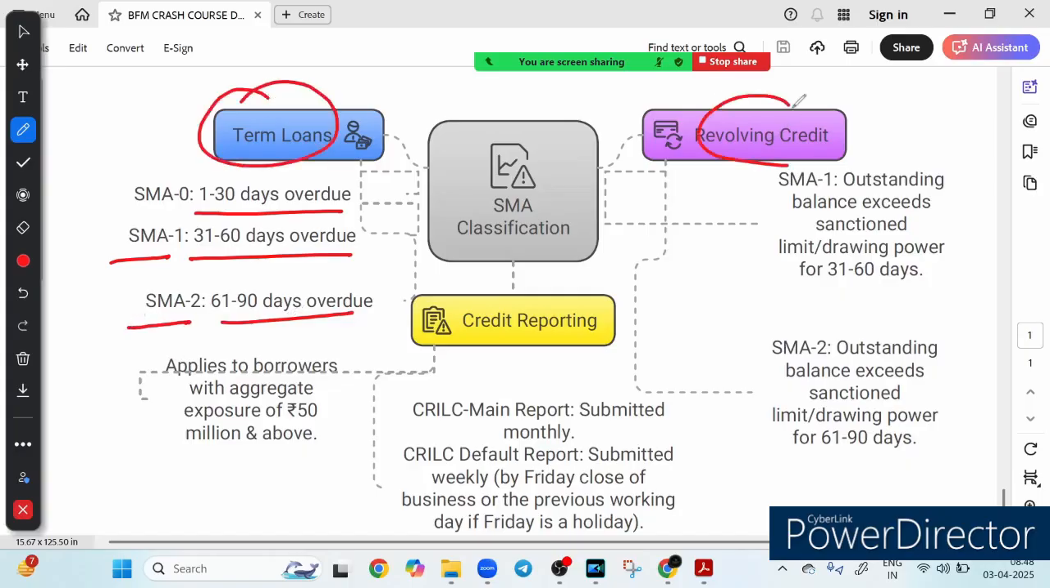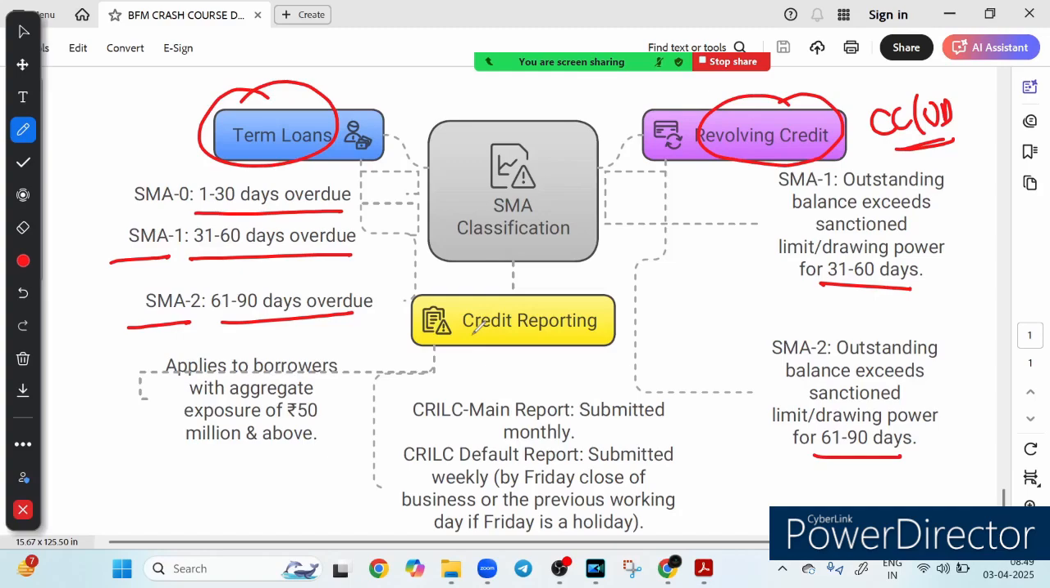And if you talk about revolving credit like CC or OD, what happens in that case? For revolving credit, it is SMA 1 if the outstanding balance exceeds the sanctioned limit for 31 to 60 days, and SMA 2 for 61 to 90 days. That is the classification for revolving credit. Remember these two classifications.